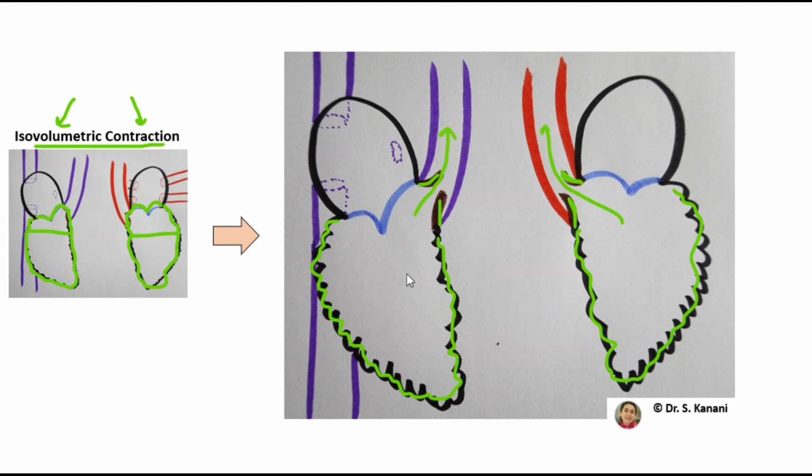From right ventricle, blood is pushed into pulmonary trunk, and from left ventricle, blood is pushed simultaneously into ascending aorta. So that's exactly what we mean, that during ventricular ejection, ventricles eject blood into the arteries.